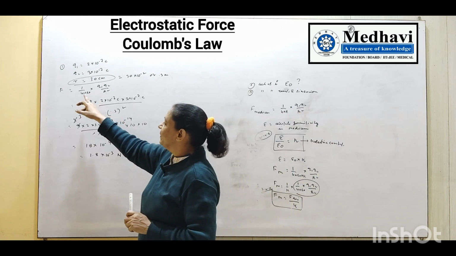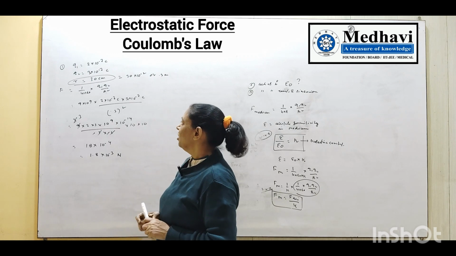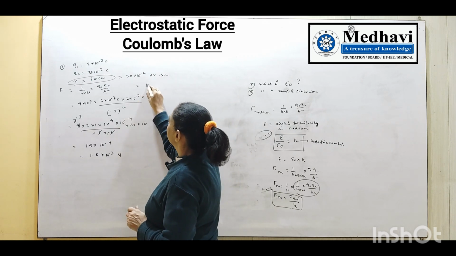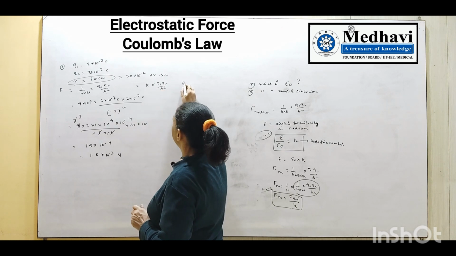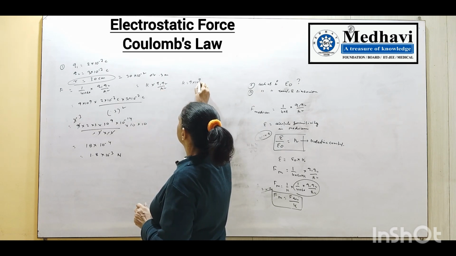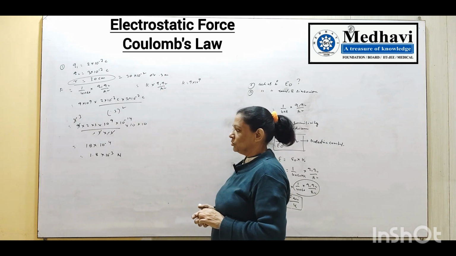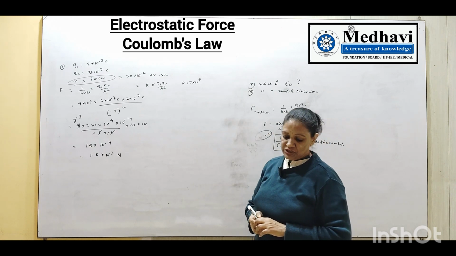Here in place of 1 by 4 pi epsilon, you can write K also. K into Q1 Q2 by R square, and you should remember the value of K, that is 9 into 10 to the power 9. So in this way you can solve the question.